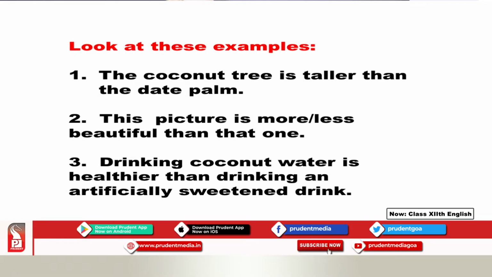Look at these examples now. The first, the coconut tree is taller than the date palm. Second, this picture is more or less beautiful than that one. And the third, drinking coconut water is healthier than drinking an artificially sweetened drink.